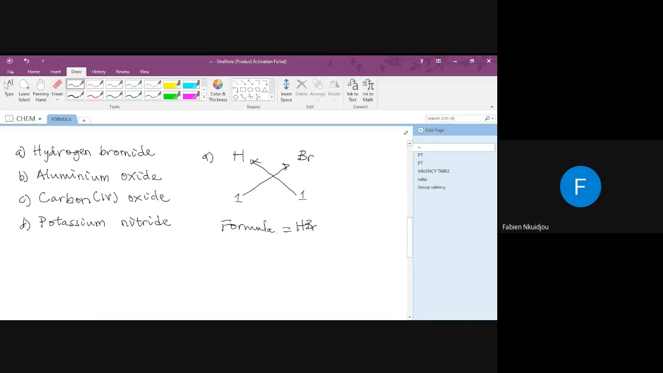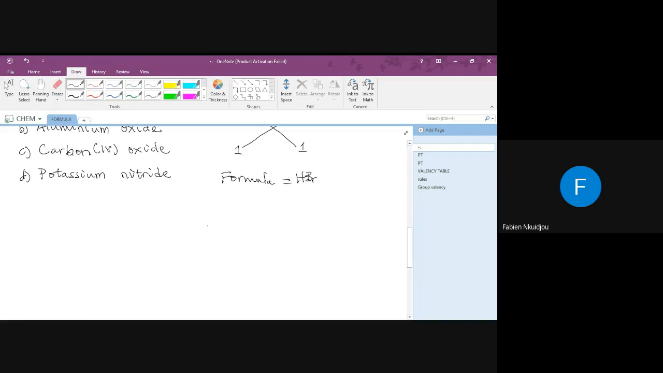The second case is aluminum oxide. So let's look at it together. Aluminum oxide. So let's look at B. Aluminum oxide.